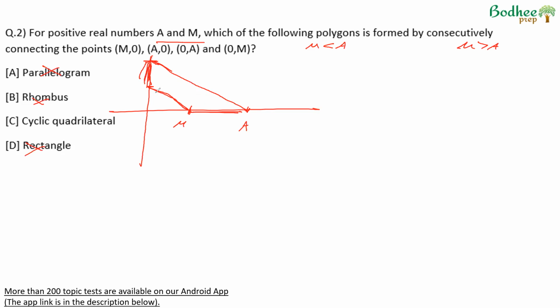Is it a cyclic quadrilateral? Since these two sides are the same, this angle will be 45, this angle will be 45. Similarly, this side from here to here is equal to this side from here to here in the triangle. Therefore, this angle is 45, this angle is 45.